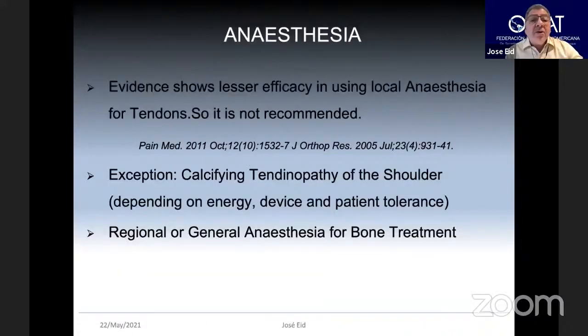About anesthesia, we know that evidence shows lesser efficacy when you use local anesthesia for tendon. So this is not recommended, but there are exceptions. If we treat a calcific tendinopathy, sometimes, not always, but sometimes, depending on the device energy and patient tolerance, you should do it. And for sure, when you use big bones with a big volume of energy, you need to use regional or general anesthesia.